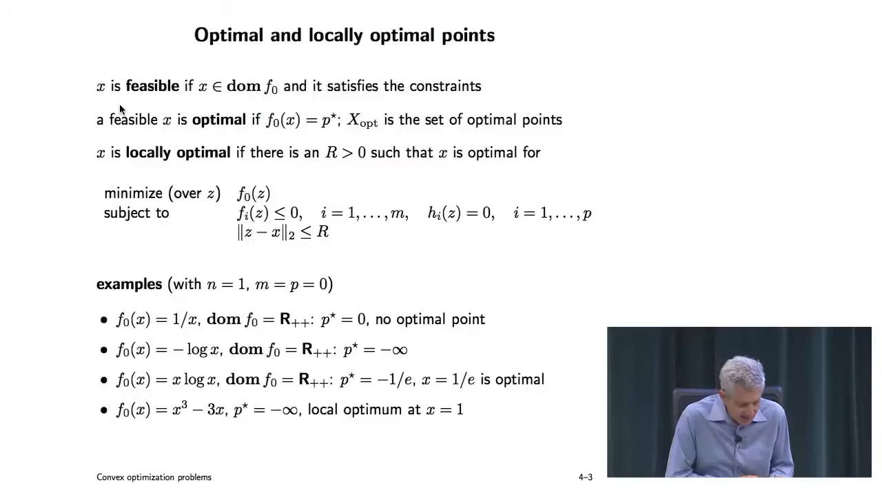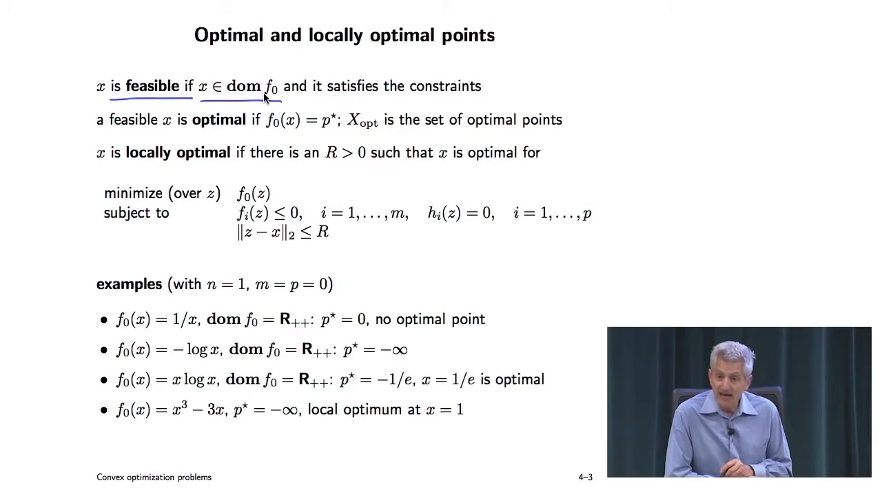Okay. So we should talk about the idea of an optimal and locally optimal point. You say x is feasible if you're in the domain of the objective and you satisfy all the constraints. Now that implies you're in the domain of all the constraint functions. And a feasible x is optimal if its objective value is equal to the optimal value of the problem. That means x gets an objective value that is as good as the least possible value among all other feasible points. And we'll let x opt be the set of optimal points.